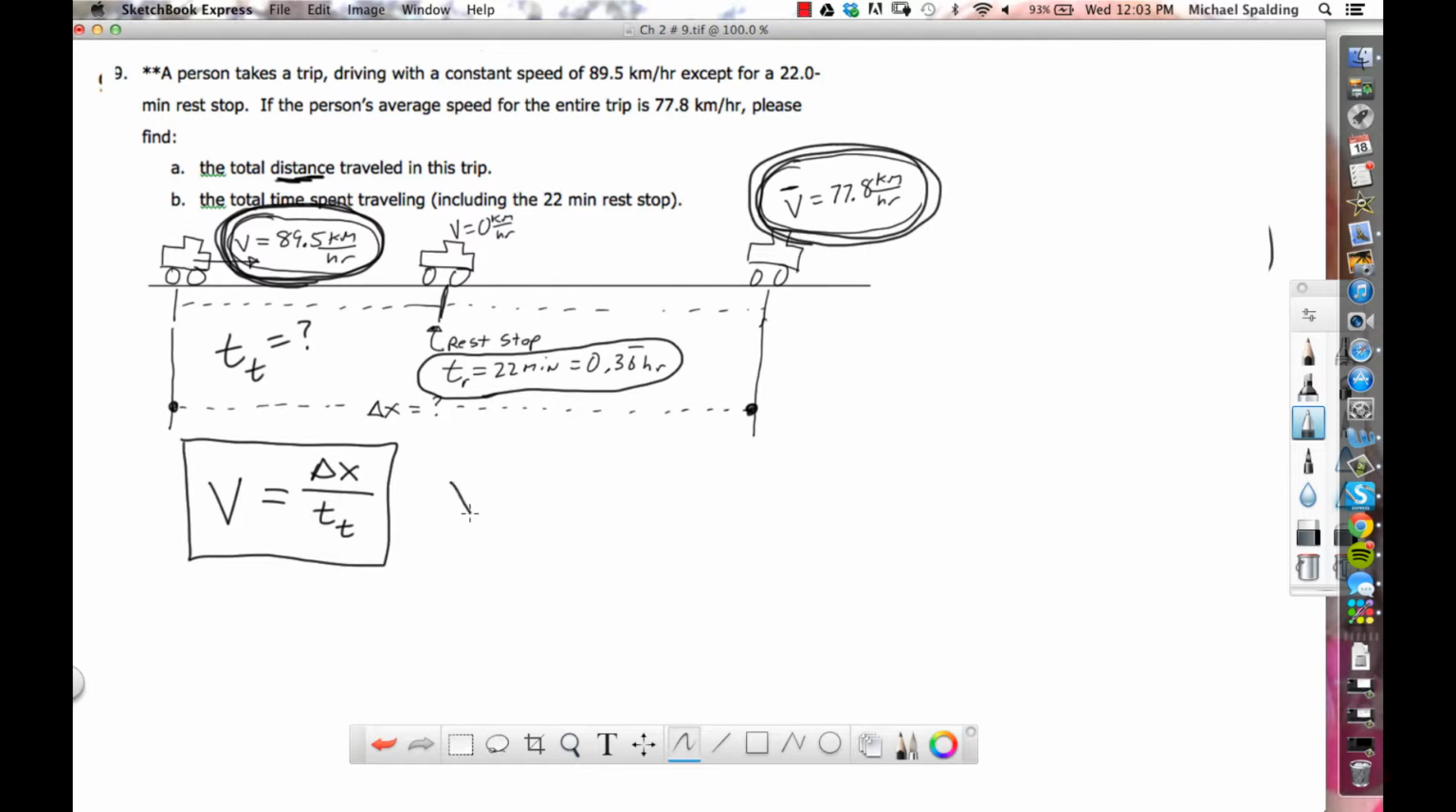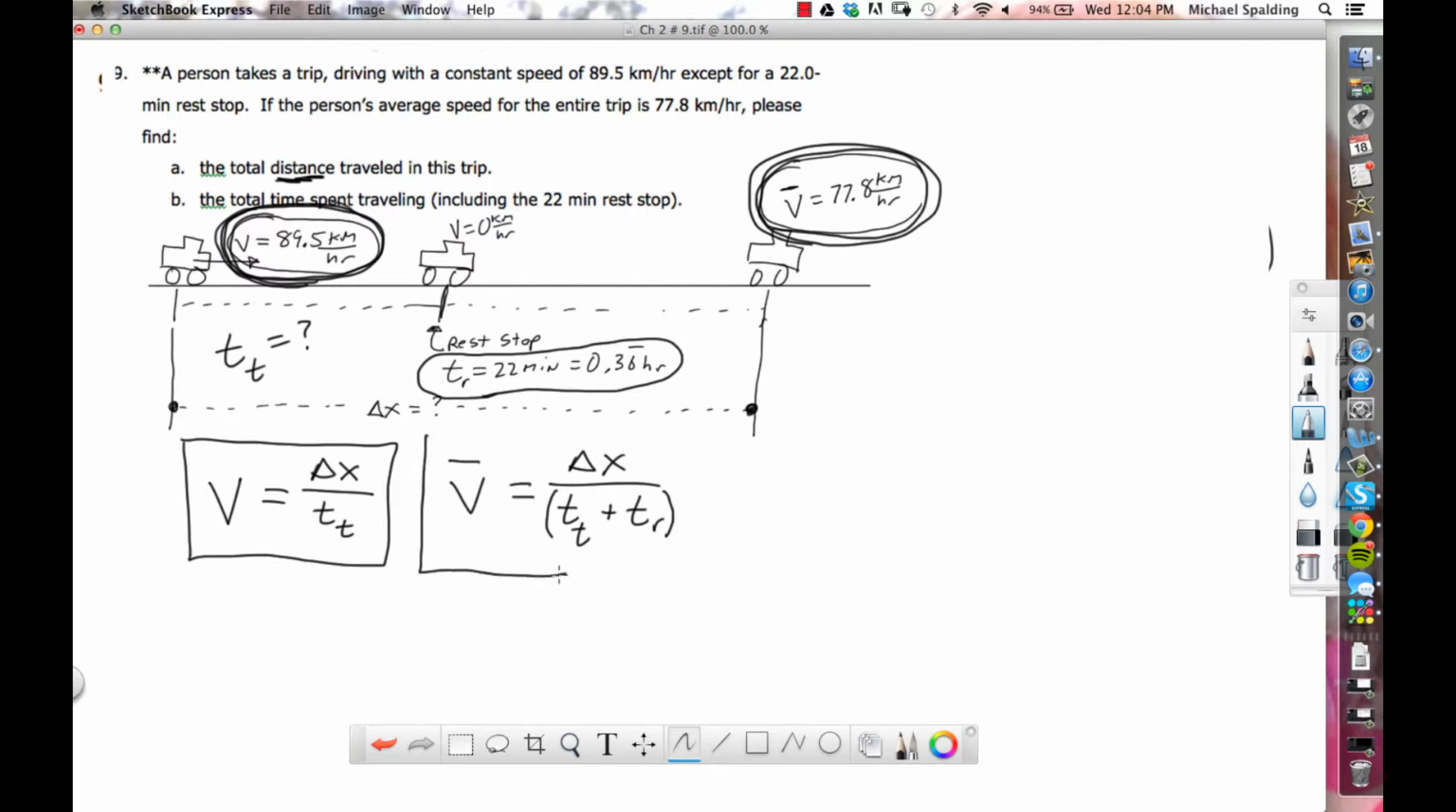Well, what's the average velocity going to be? The average velocity is going to be delta x over what? Delta t. The total time. The total time from start to finish. What was the total time? Time of travel plus time of rest. It's the total time for the whole thing, right?